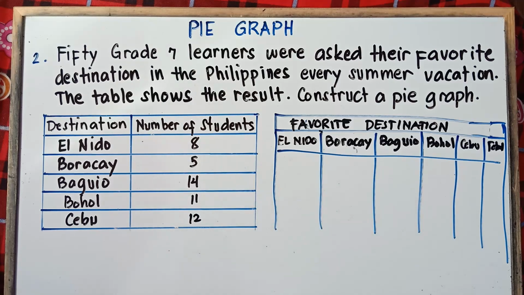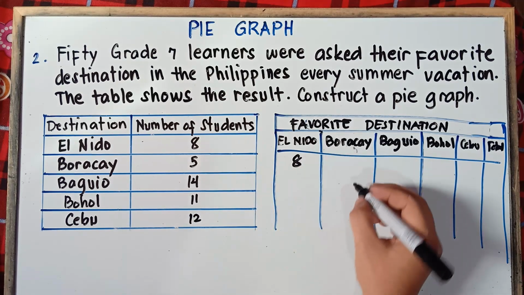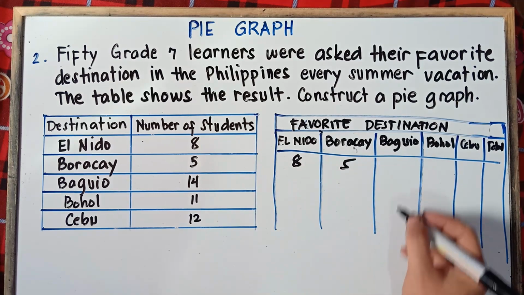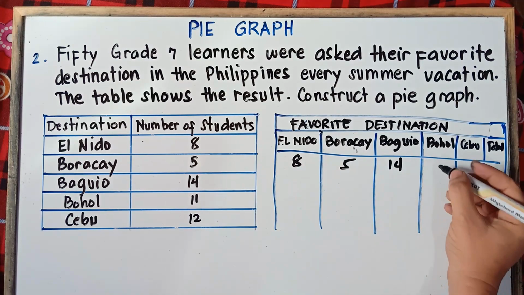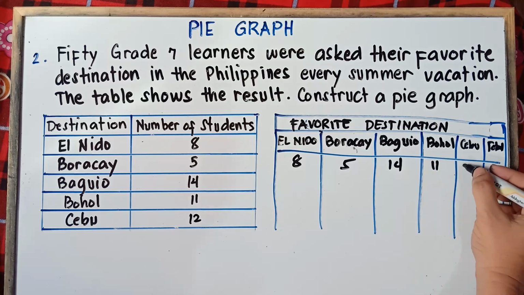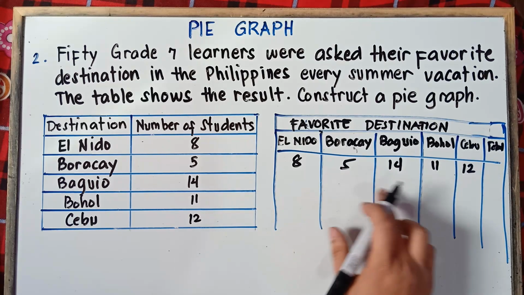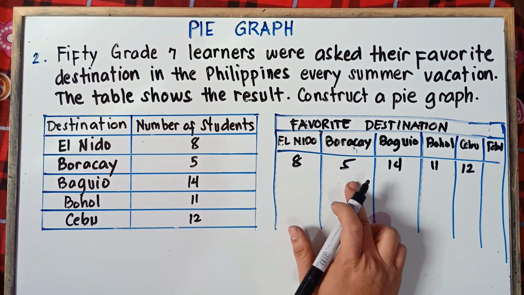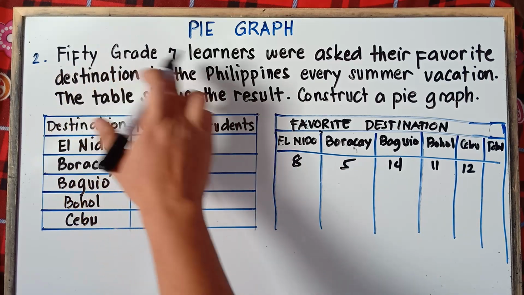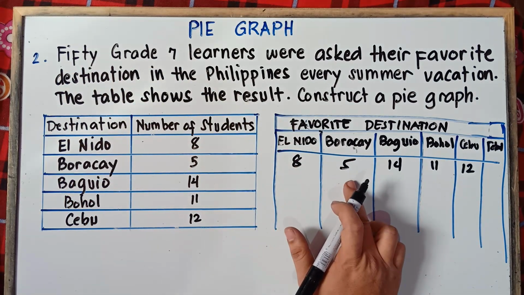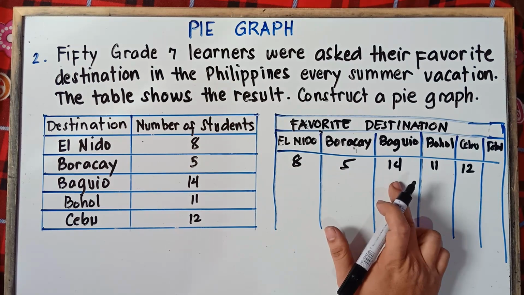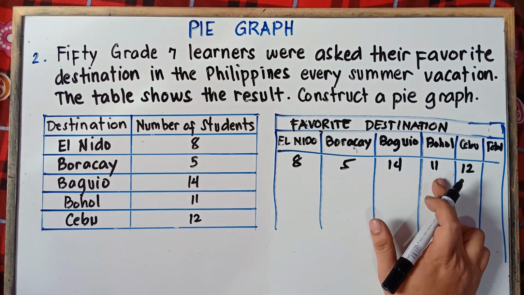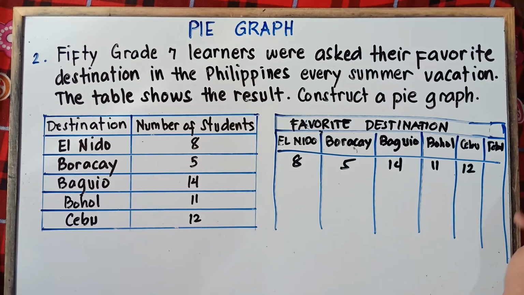So for El Nido, that would be 8 students. For Boracay, that would be 5. Baguio, 14. Bohol, 11. Cebu, 12. And then the total, of course, if you add this up, this will be 50. So 8 plus 5, that's 13, because we are asked 50 grade 7 learners. Plus 14, that would be 27. Plus 11, that would be 38. Plus 12, that would be 50.